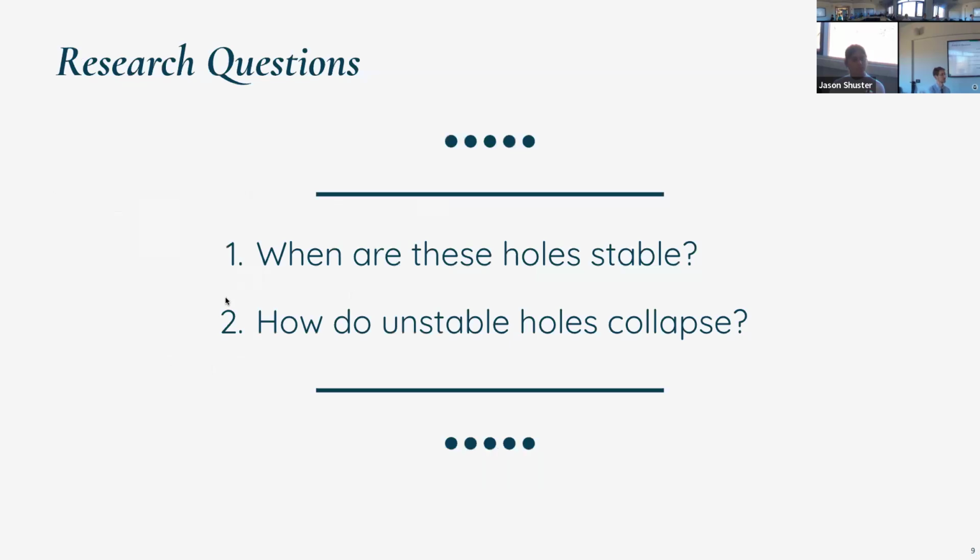But anyways, so we're studying these things and we wanted to know two things. So when are they stable? Specifically, what range of magnetic fields are they stable for? And when they're unstable, how do they collapse? What causes their collapse? What do the collapses look like?